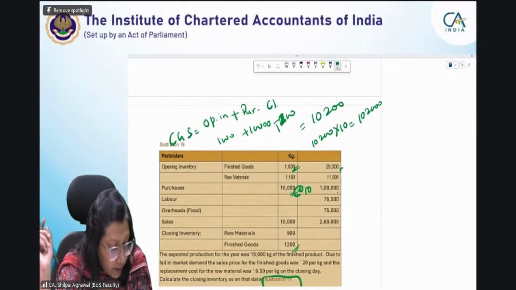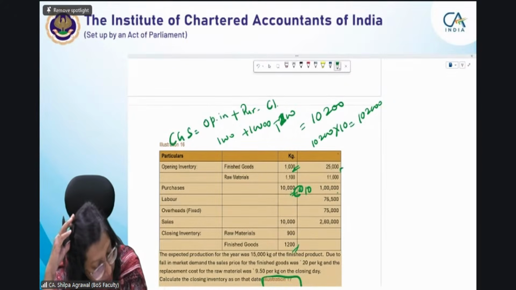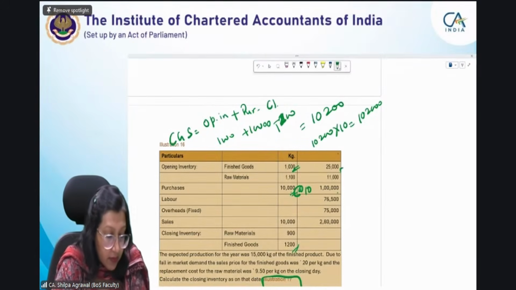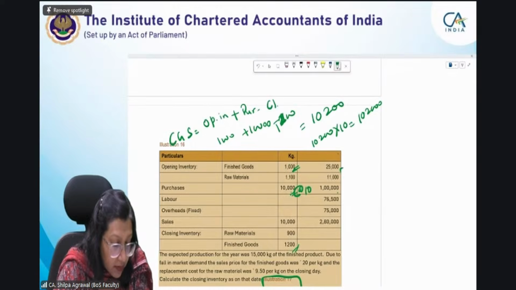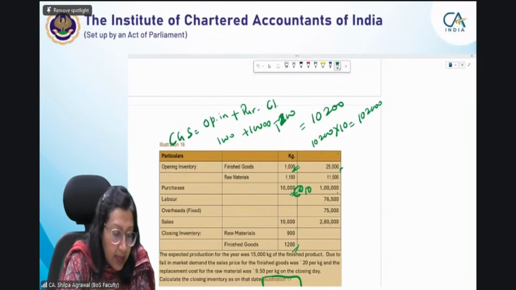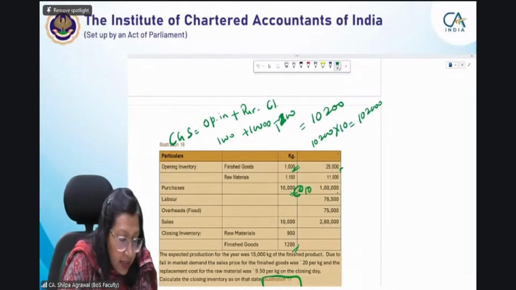The expected production for the year was 15,000 kg of the finished products that will be used for fixed overhead. Due to fall in the market demand, the sale price for the finished goods was 20 per kg and the replacement cost for the raw material was 9.5 per kg. Calculate the closing inventory. Cost of purchase 10,200 into 10. We have given it in the study material in this manner. So how is it coming at 10,200? It should be 98. Ma'am, the purchase of 10,000 kg will be raw material, not finished goods. Yes, you are right. So 10,000 is the raw material.